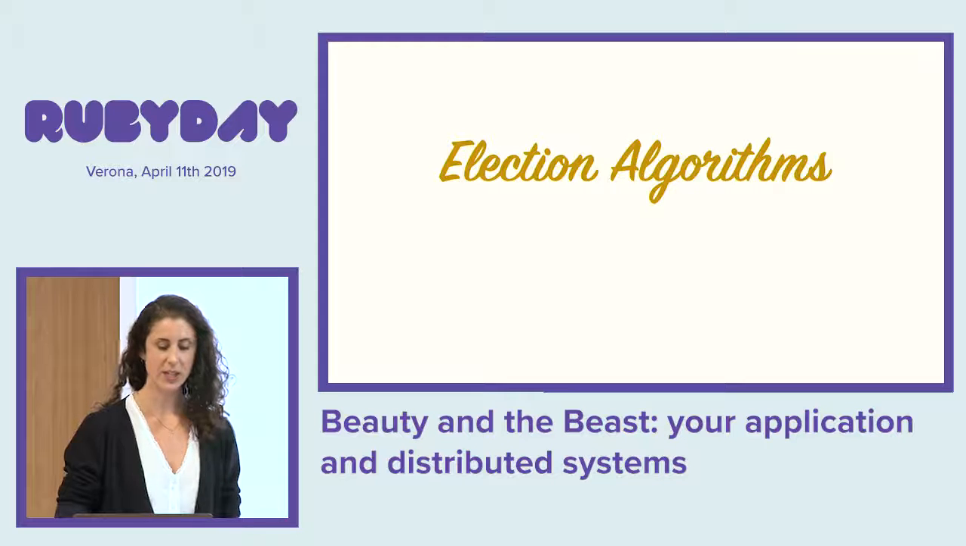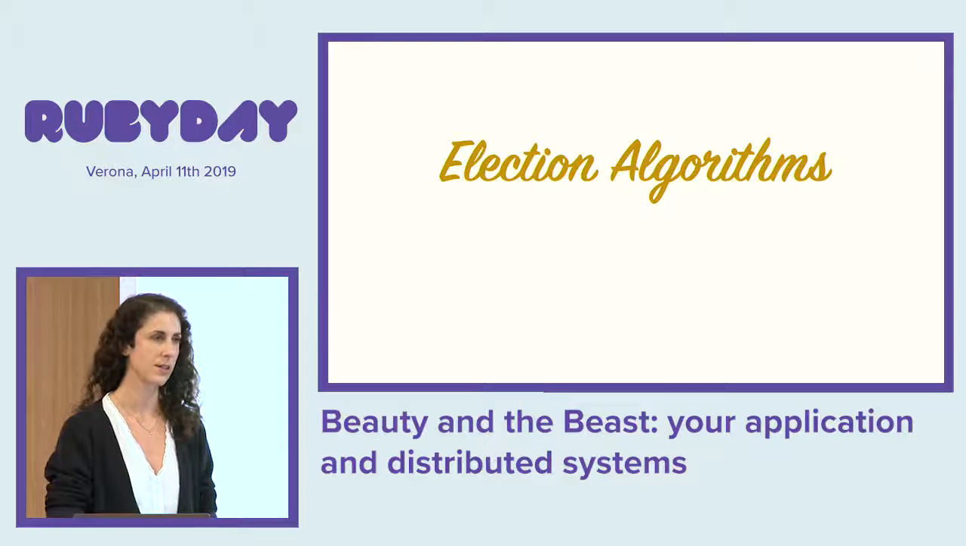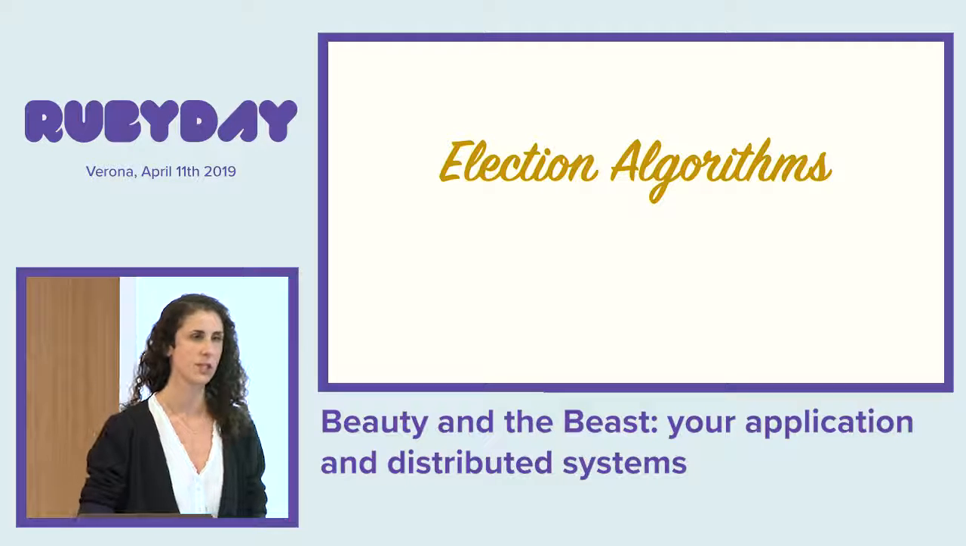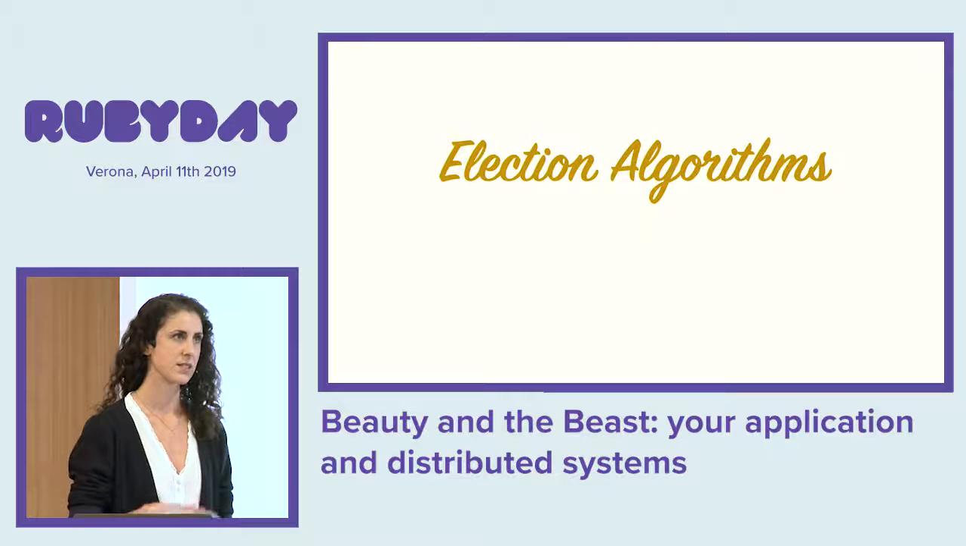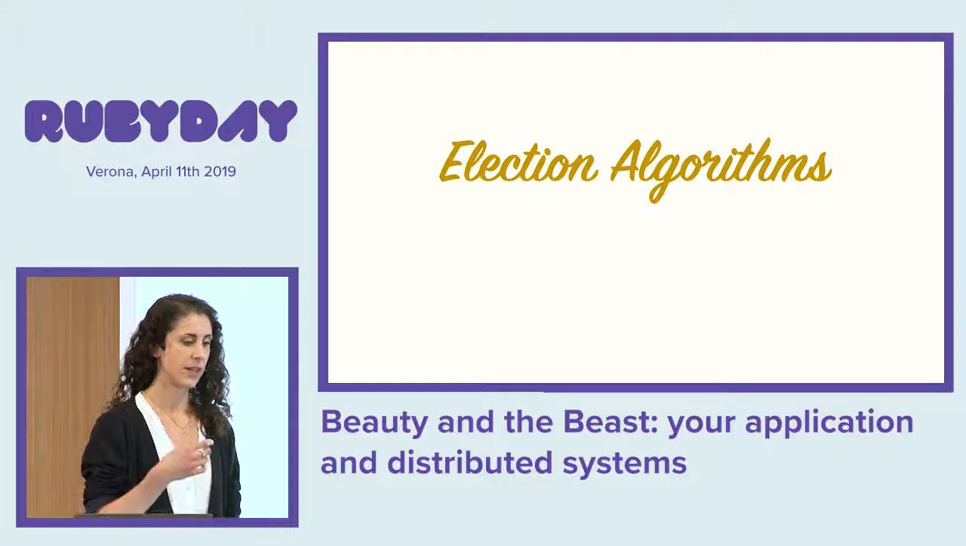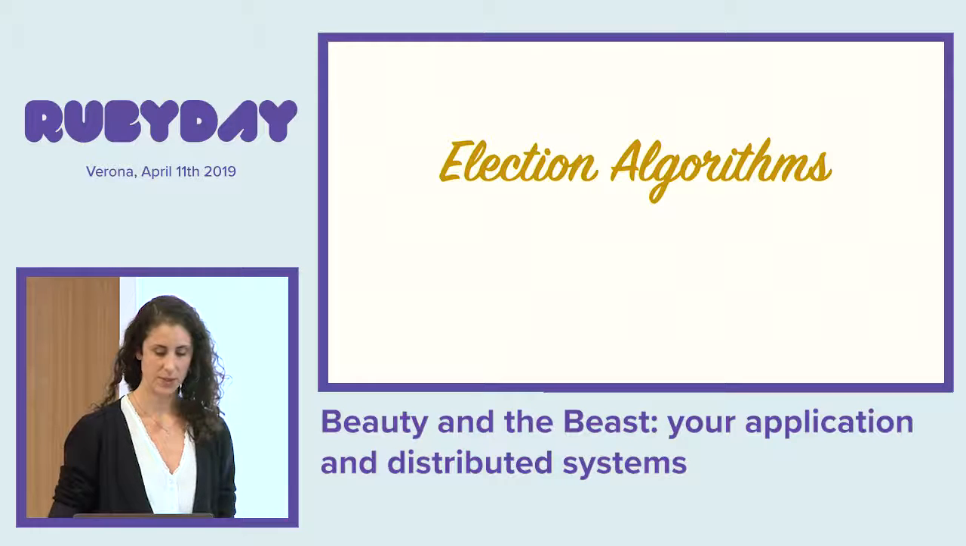Okay, we have communication, we have agreement, we're in sync, but we need roles. Roles are determined by election algorithms. Election algorithms allow the distributed system to assign roles and elect different members to have different roles and have different responsibilities in the distributed system.